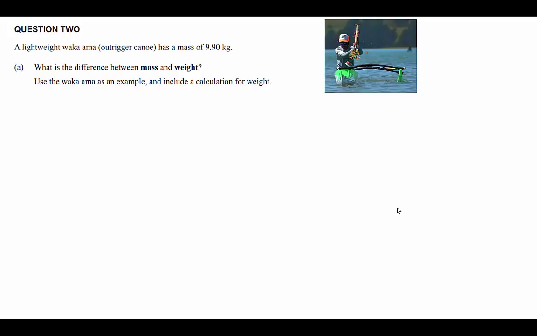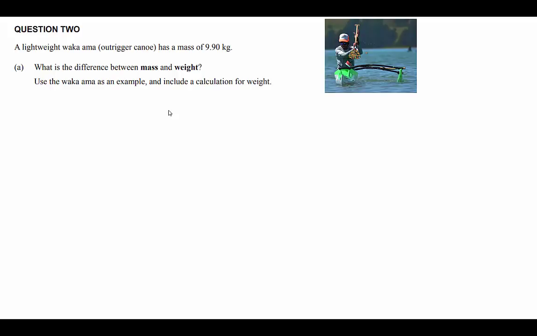In question 2 we're dealing with lightweight Walker armour. I've put a little picture of a smaller version than we're dealing with in the question up here, just so you've got an idea of what that might look like. It's got a mass of 9.90 kilograms. What's the difference between mass and weight? Mass is the amount of matter in an object.